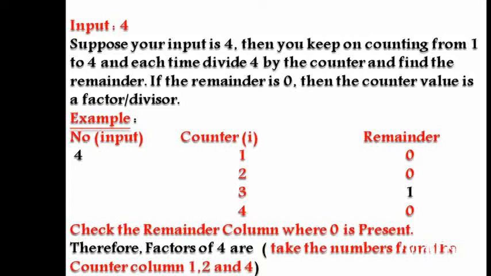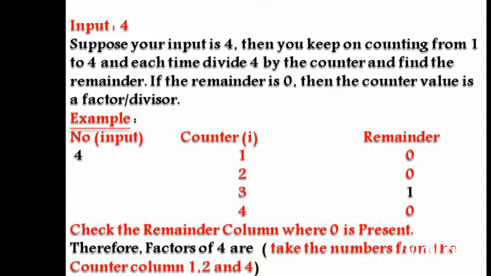Now see the example. Number you have entered, that is input, is what? 4. Now see the counter. You have to keep on counting from 1 to 4. See the column counter, that is I. It is counting from 1, 2, 3, 4. And every time the number, which is 4, first time it is getting divided by 1. And then the remainder you are getting what? 0. Make a note of it.